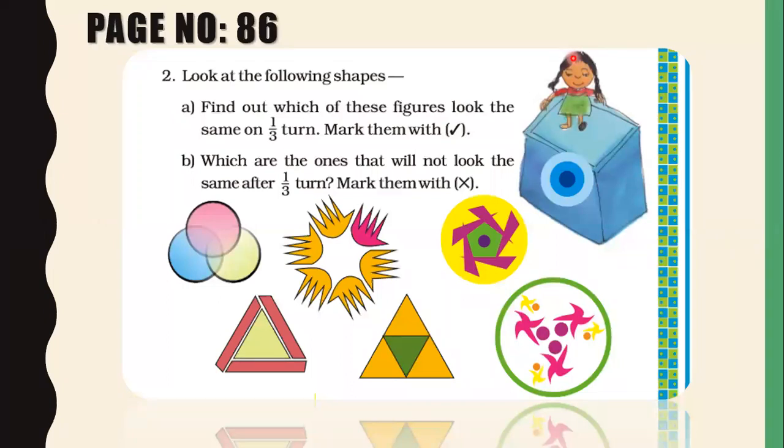And today's session we are going to discuss the questions from page number 86. Second question of the page is taken and first question I had already discussed in the last video. And the question is, find out which of these figures look the same on 1 by 10. Mark them with a tick mark. And which are those figures which will not look the same after 1/10 and mark them with a cross mark.